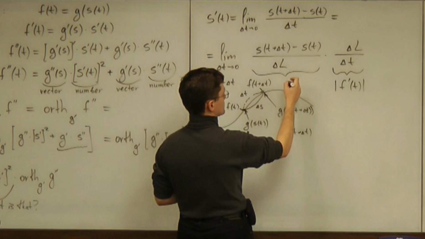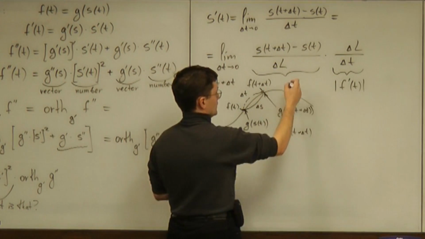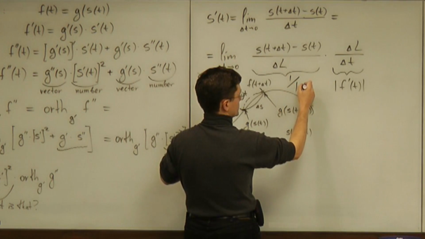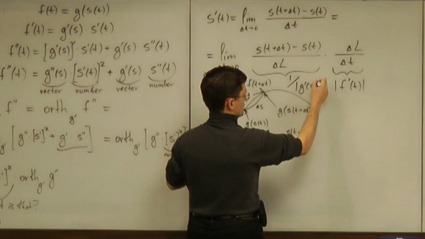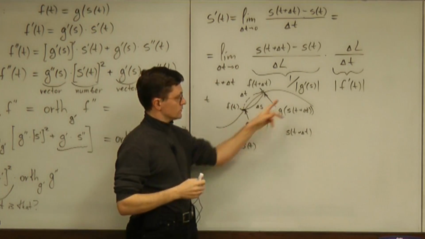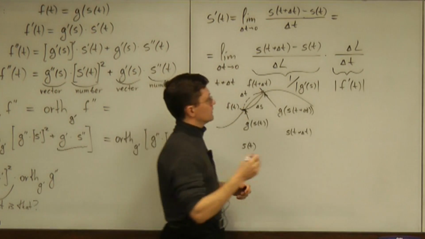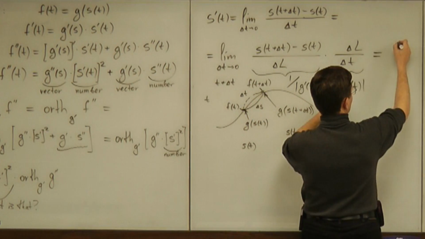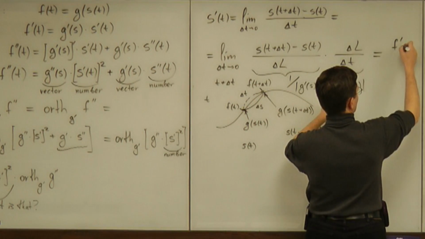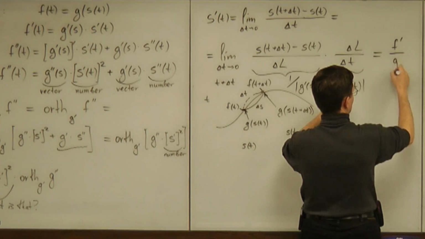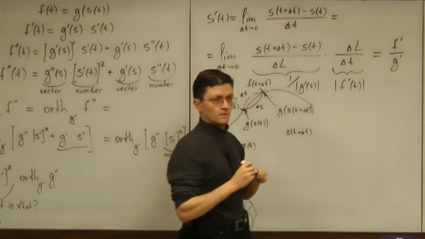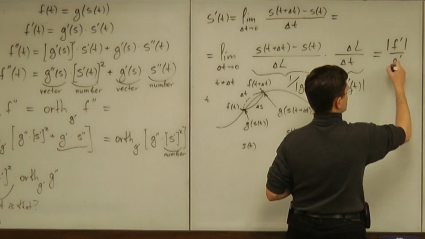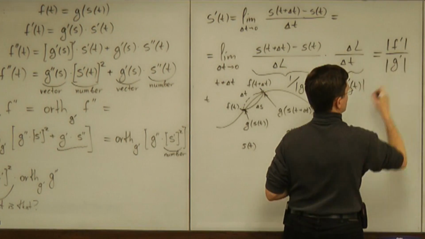Now, what is that fraction? Well, that fraction is the reciprocal of the speed of the second car, which is equal to the magnitude of velocity. So the whole thing, the whole limit, is going to be the fraction f prime divided by g prime. It is simply the ratio of the speed. Well, it should be the speed, not the vector. Right?